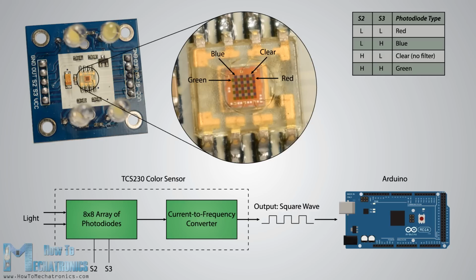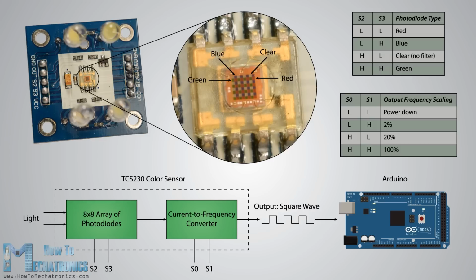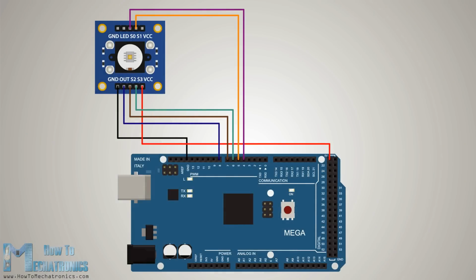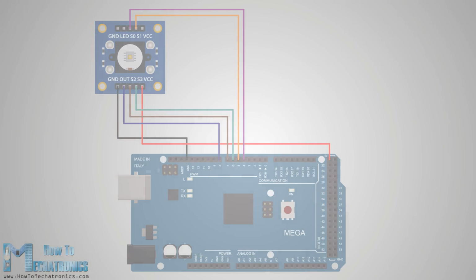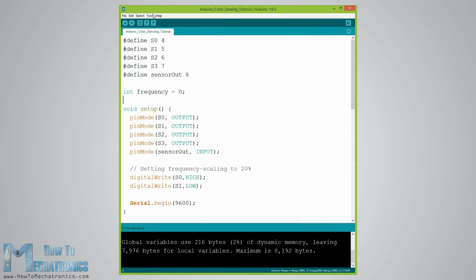The sensor has two more control pins, S0 and S1, which are used for scaling the output frequency. The frequency can be scaled to three different preset values of 100%, 20% or 2%. This frequency scaling function allows the output of the sensor to be optimized for various frequency counters or microcontrollers. Now we are ready to move on and connect the TCS230 sensor to the Arduino board. Here's the circuit schematic. After this, we can take a look at the Arduino code.